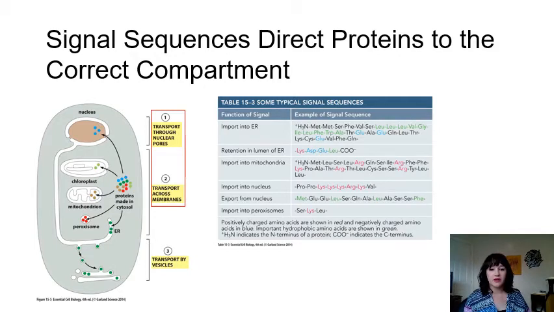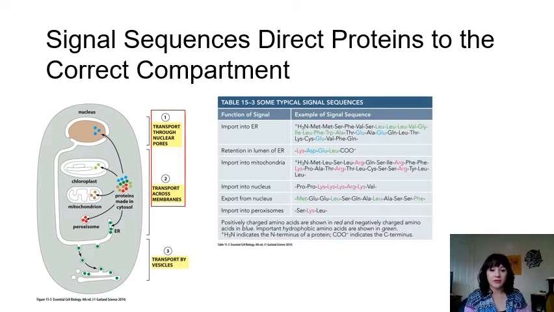And then you can also see where they are found. So some of these are found, for example, in import into the ER. A protein that's going to end up in the endoplasmic reticulum will have a signal sequence on its N-terminal end. You can see in that example signal sequence that it starts out with H3N, right? That's the N-terminus. And there are certain patterns of hydrophobic and polar, non-polar amino acids that can be recognized by the translocators to know if this is the protein that should enter into this or that organelle.